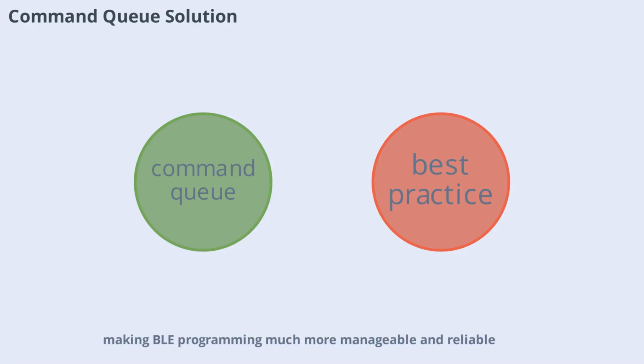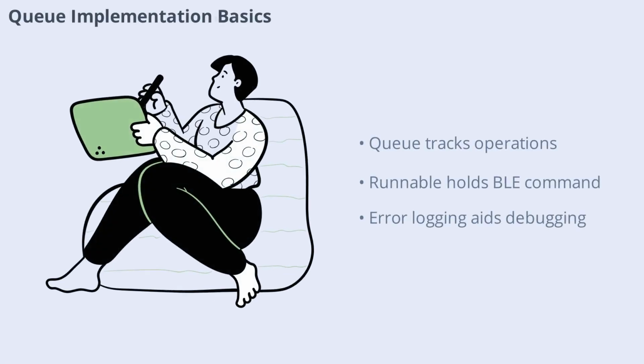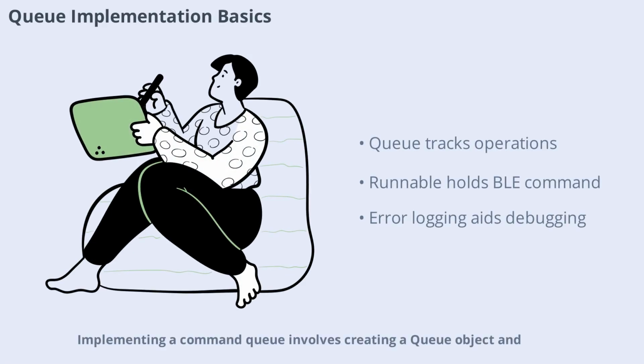Implementing a command queue involves creating a queue object and a lock variable to track whether an operation is in progress. When you want to perform a command, you add a runnable to the queue. The runnable contains the actual BLE operation, such as reading a characteristic. If the command is successfully added, you call next command to start processing. This structure ensures that commands are only executed when the device is ready, and errors are logged if invalid operations are attempted. This method also helps with debugging, as you'll see clear log messages for failed operations.